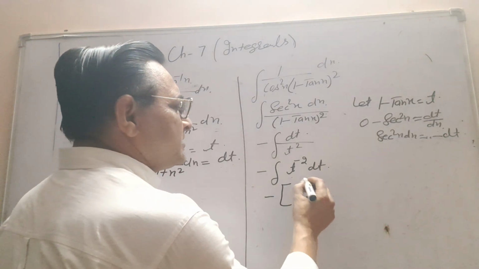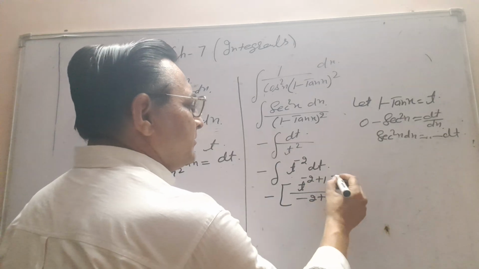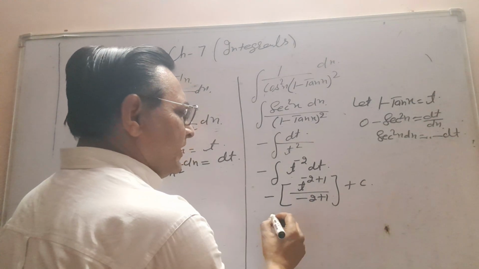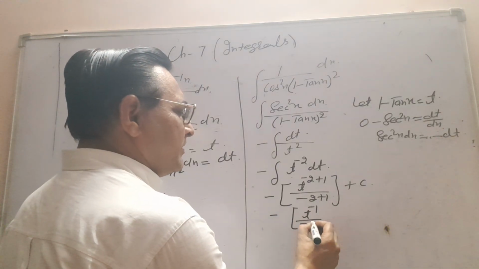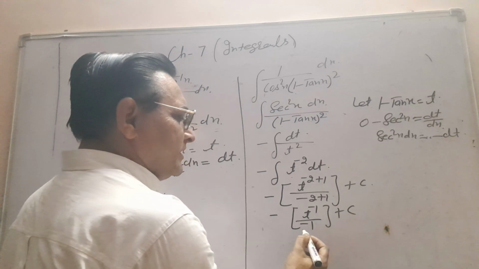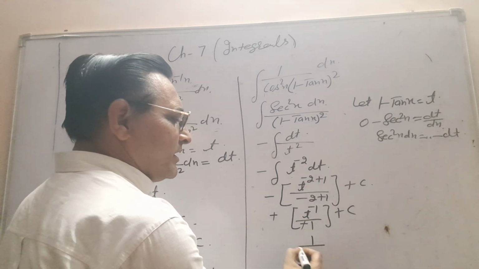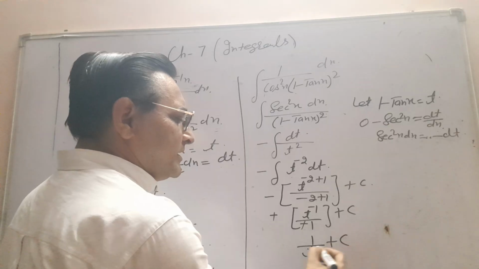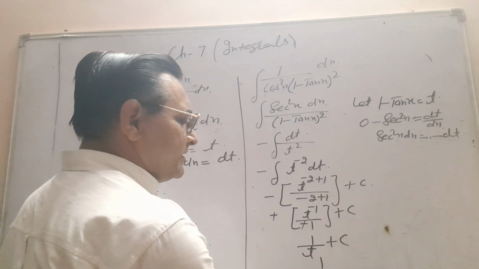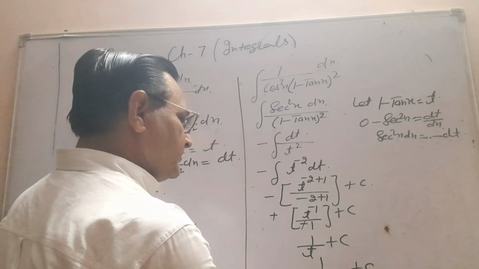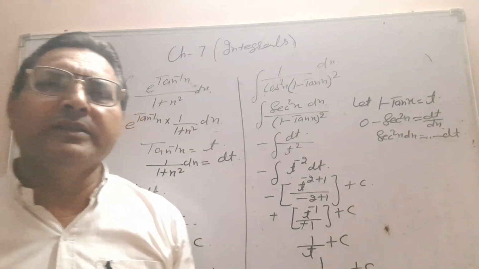T power minus 2 plus 1 upon minus 2 plus 1 plus c. So here it will be t power minus 1 upon minus 1 plus c. This negative cancel with negative, it will be positive. So t power minus 1 you can write 1 by t plus c. Now you can put here the value 1 by 1 minus tan x plus c. So this will be the integration.